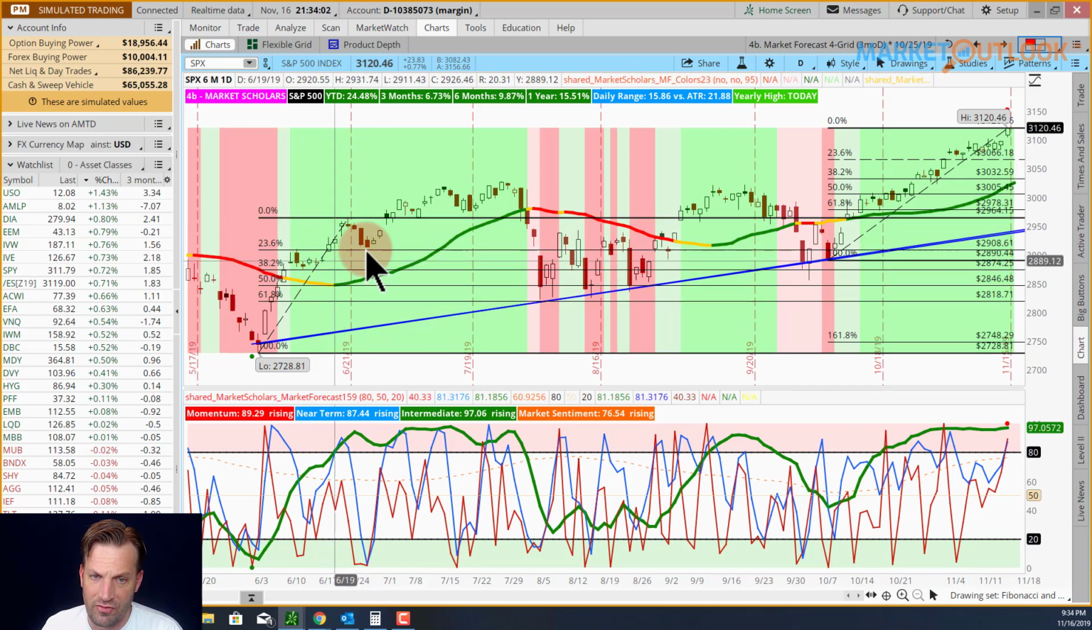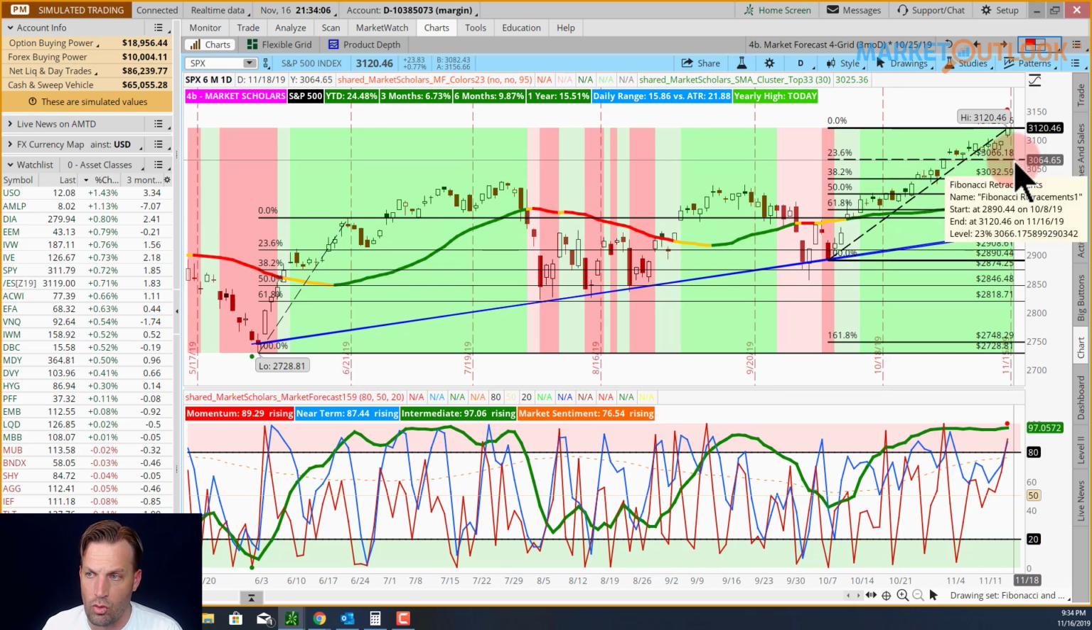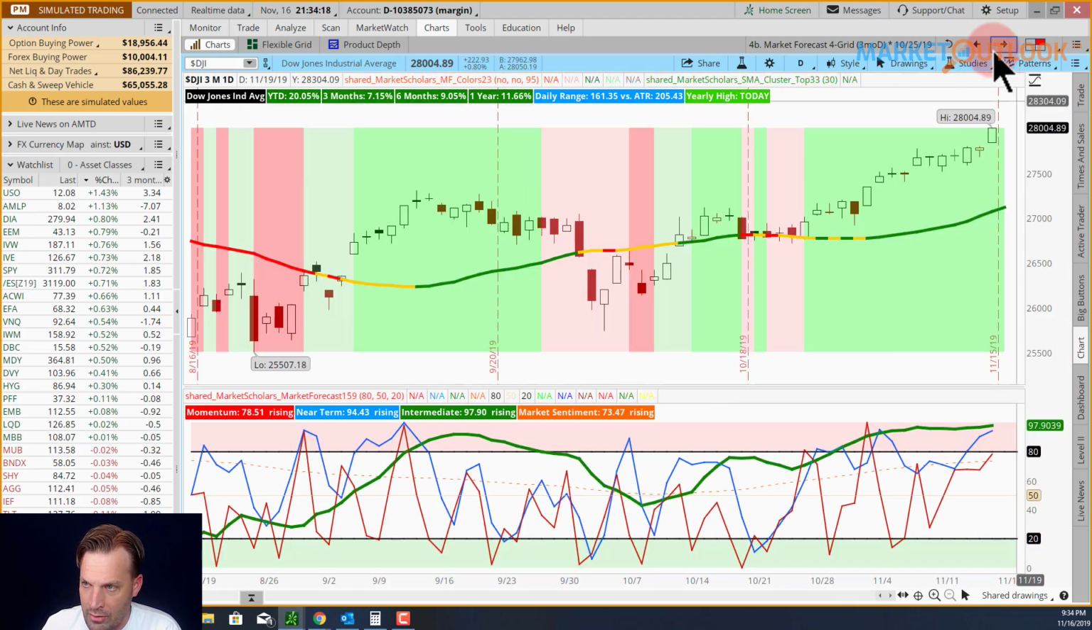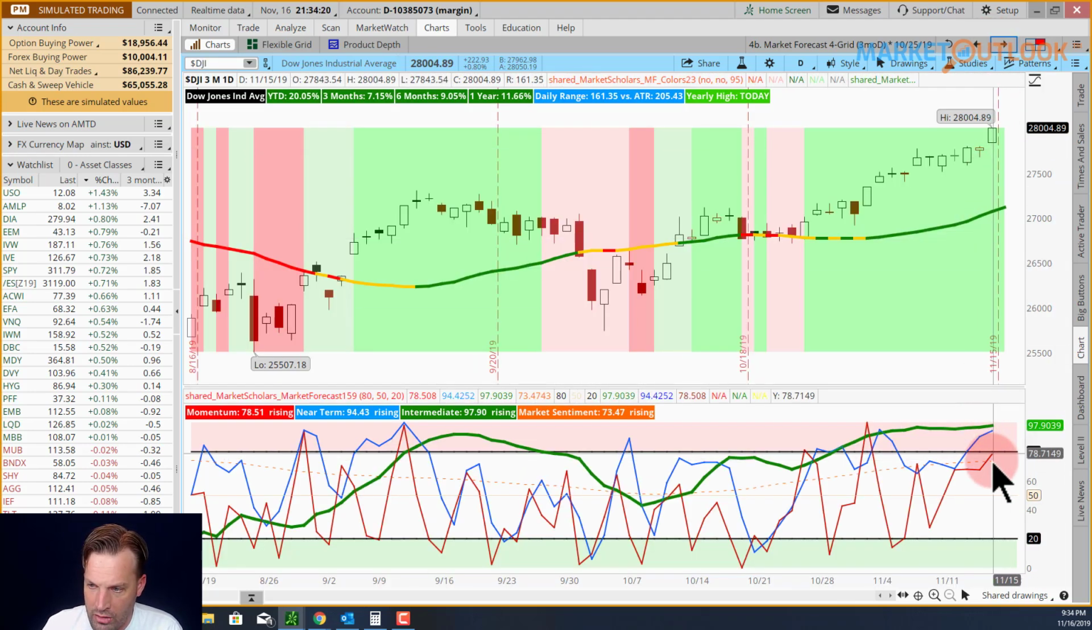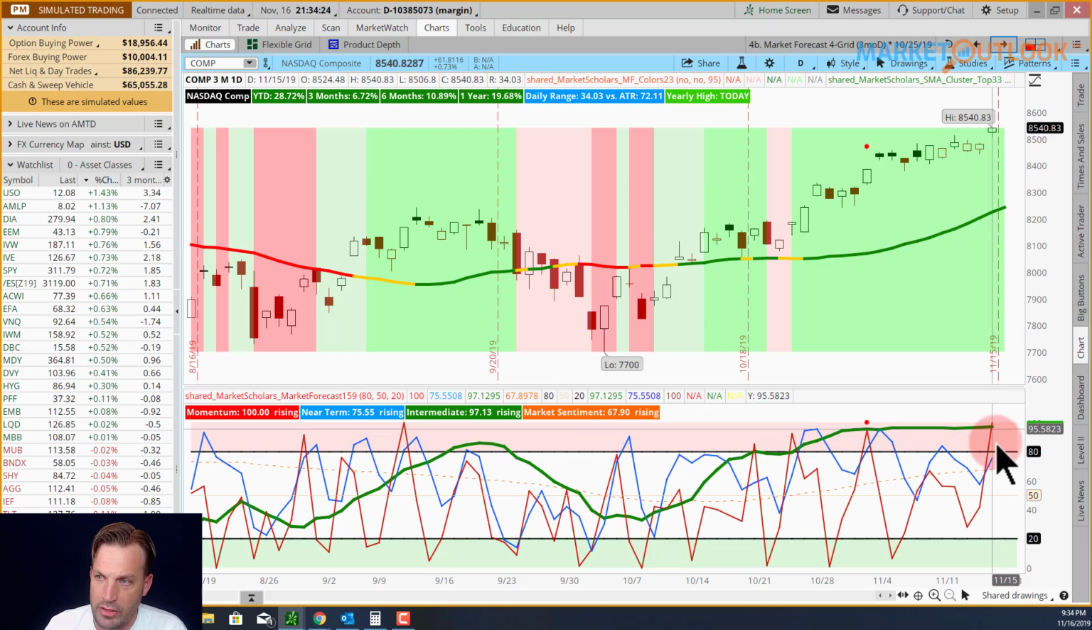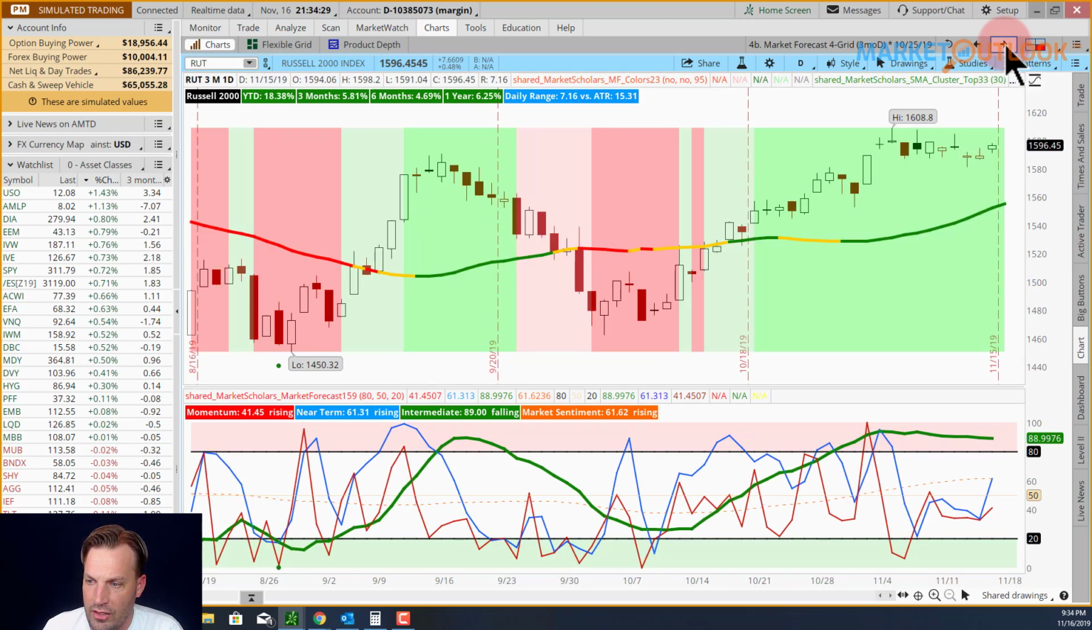So I expect a very similar pattern to come out of here where we pull back down towards 30.65, where that 23% retracement is. You can see the Dow came really close to an overbought cluster as well. The NASDAQ Composite's near-term momentum line jumped way up, and you can see the gap there. And then finally, the Russell 2000's near-term line bounced up from being oversold.